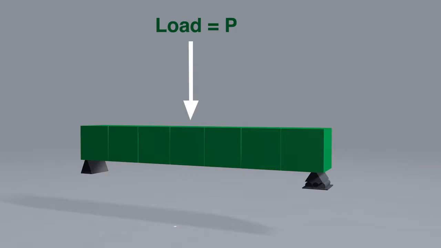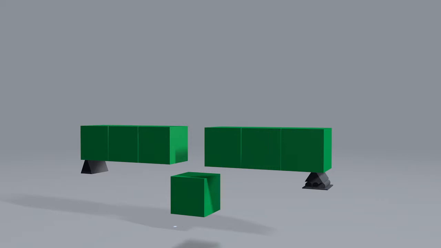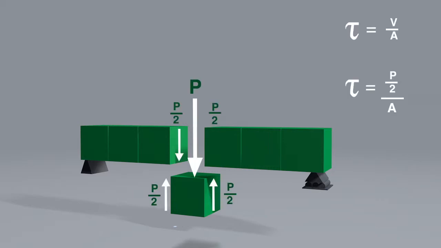Let's take a look at a beam that is made up of wooden blocks glued together and loaded by a concentrated load P. It's quite easy for us to imagine vertical shear stresses on this beam. As you know, the average shear stress is defined as the shear load divided by the area. Well, it's important to remember that V over A is only the average shear stress.